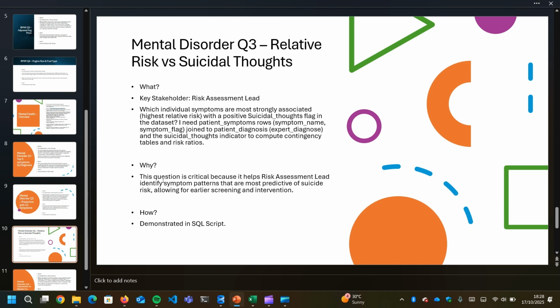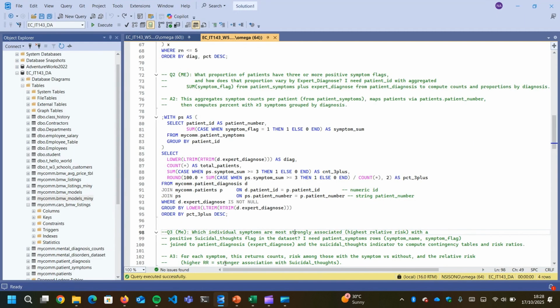So this question is critical because it helps the risk assessment lead identify symptom patterns that are most predictive of suicide risks, allowing for earlier screening and intervention. So let's move over to SQL to solve that problem.